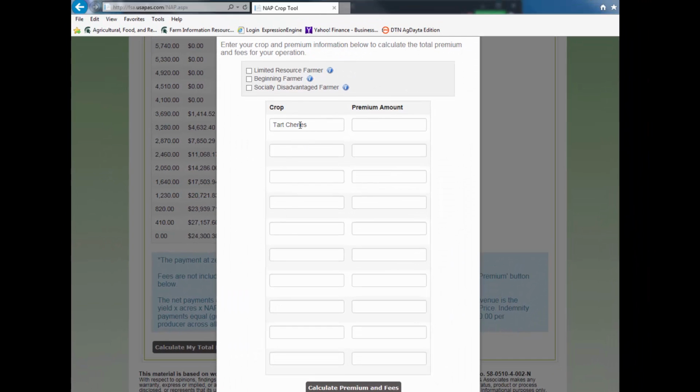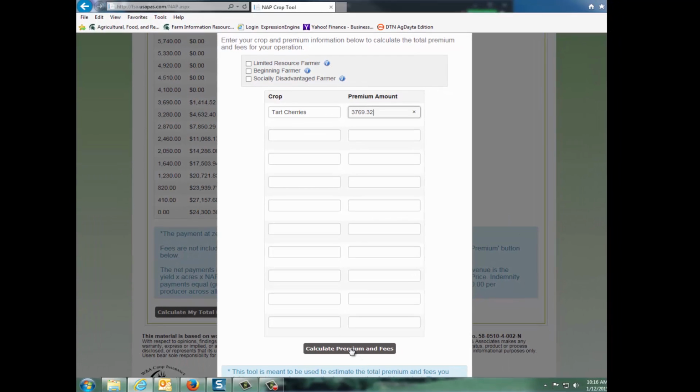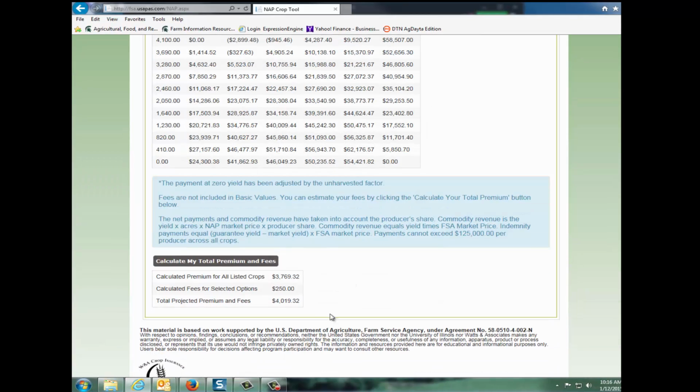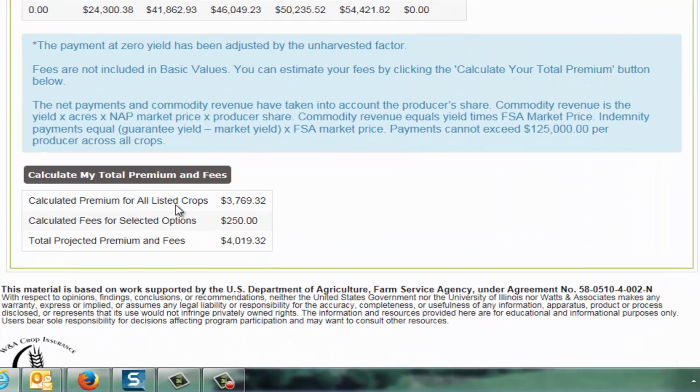and we come in here and we want to put in tart cherries. As you see, my first one was a spelling error. The premium amount was 3769.32. So if we want to calculate premium and fees, we click this number here, and at the bottom here you have the calculated premium, which we put in to 250, and the total premium and fees. This is just for one crop. That's pretty easy to do in your head.